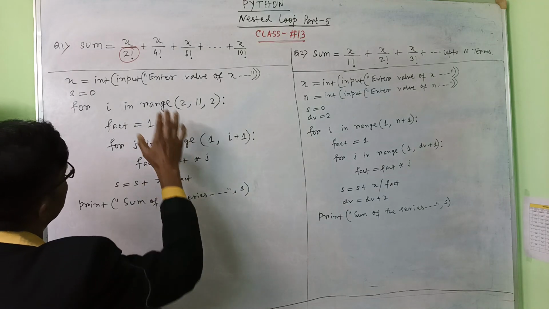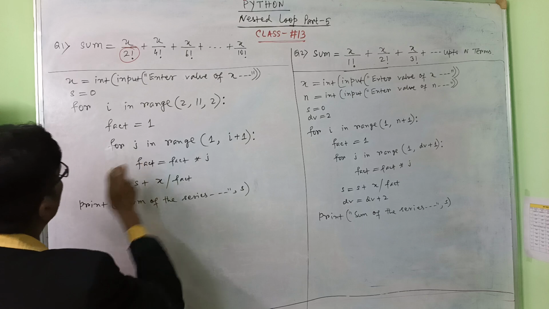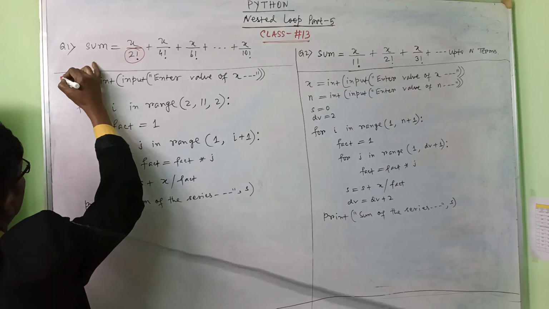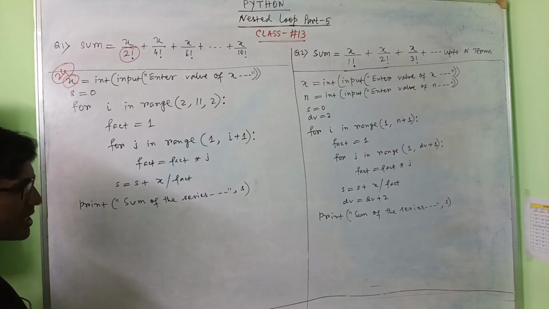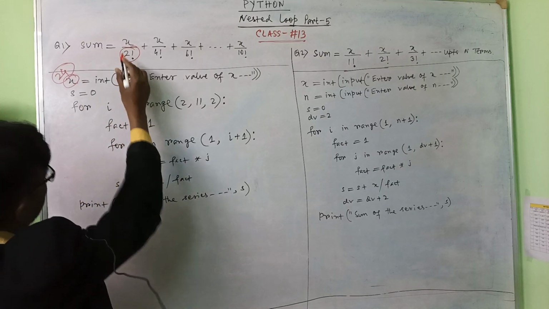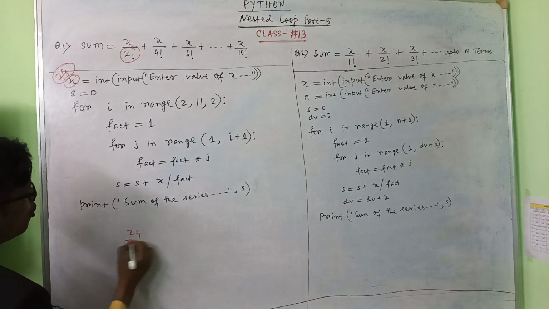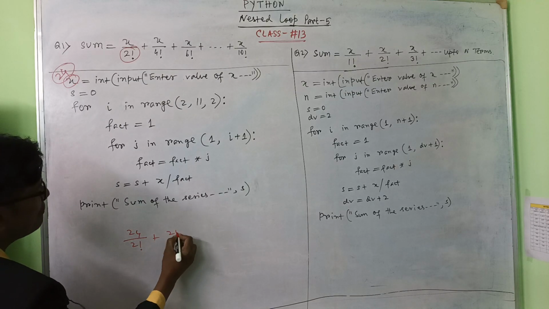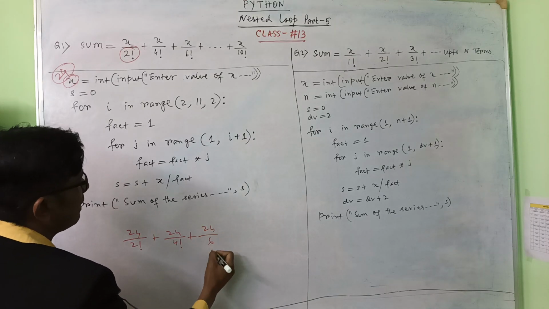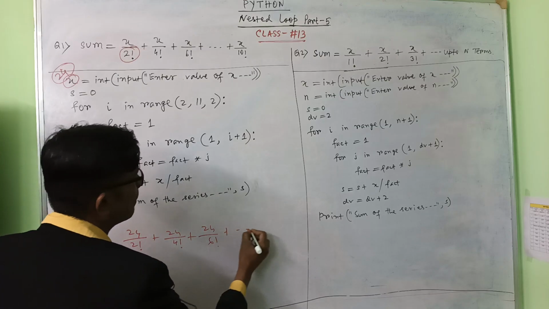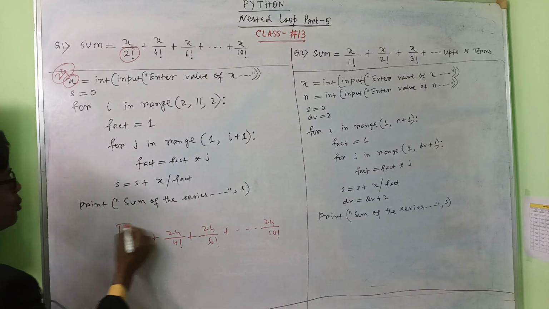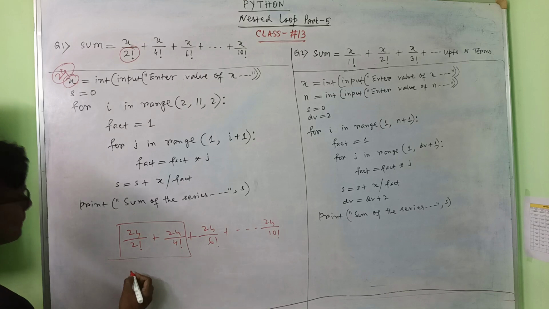If your series is like this, you take the value of x. Suppose I am taking x equal to 24. If x equal to 24, that means our series will be 24 by 2 factorial plus 24 by 4 factorial plus 24 by 6 factorial. This is the way you have to complete the series, up to 24 by 10 factorial.